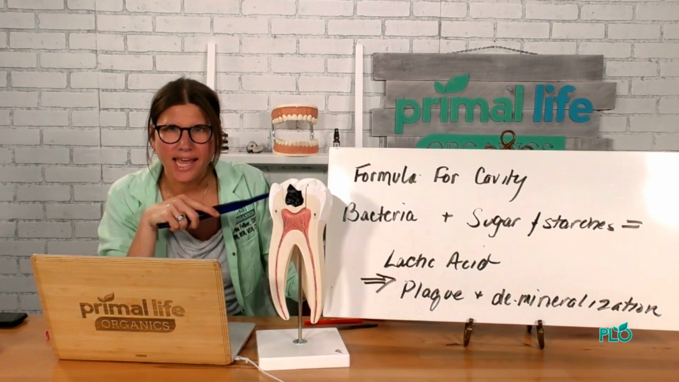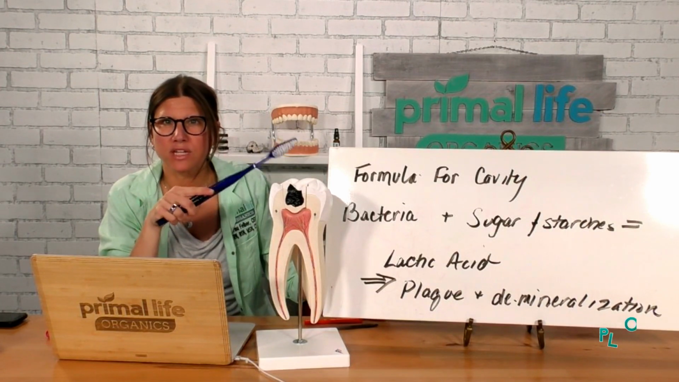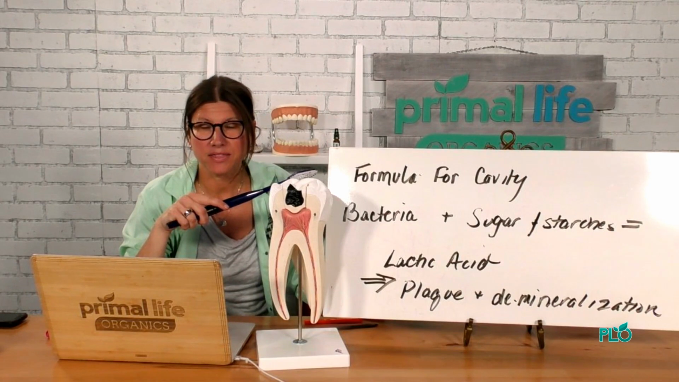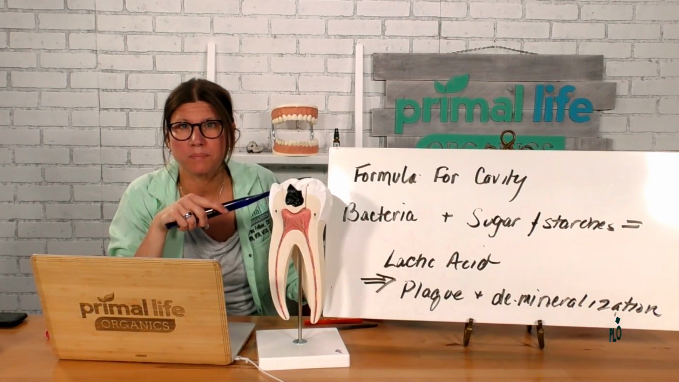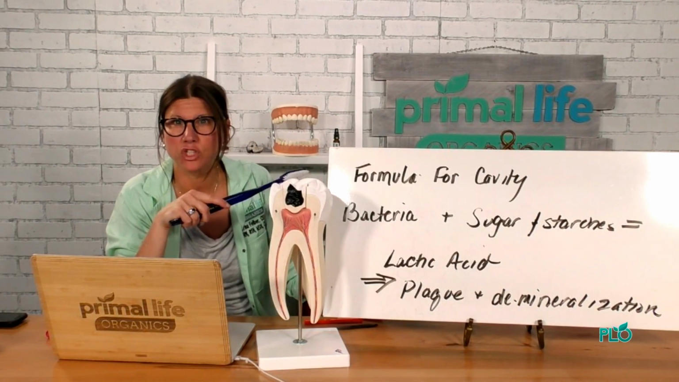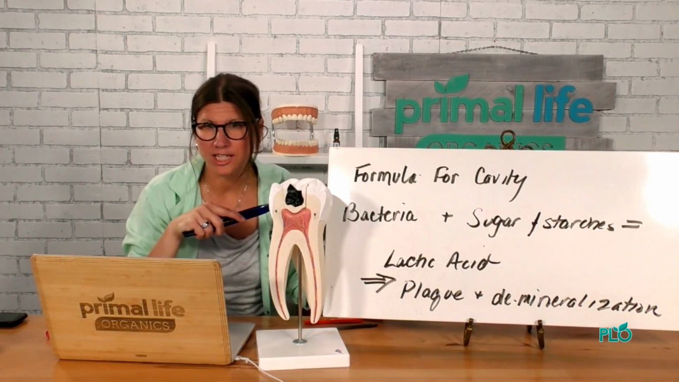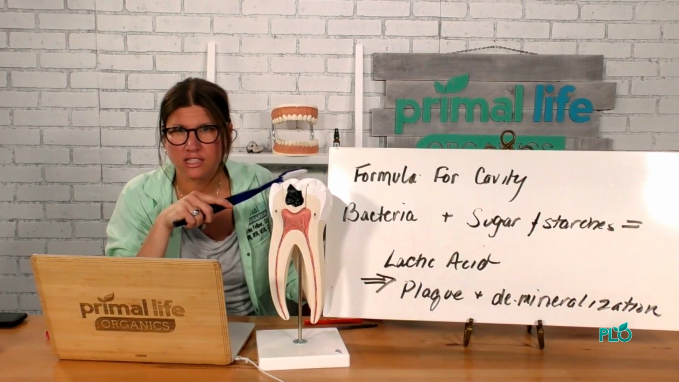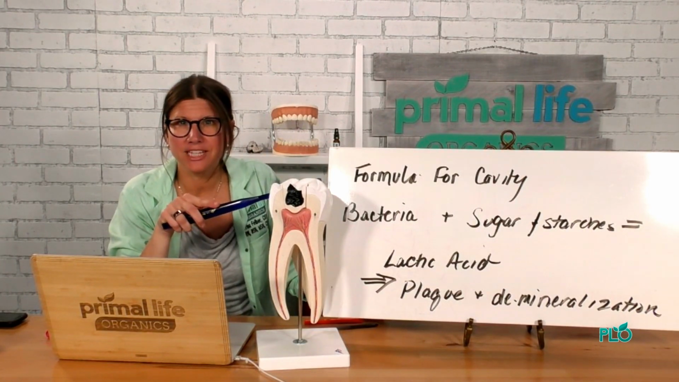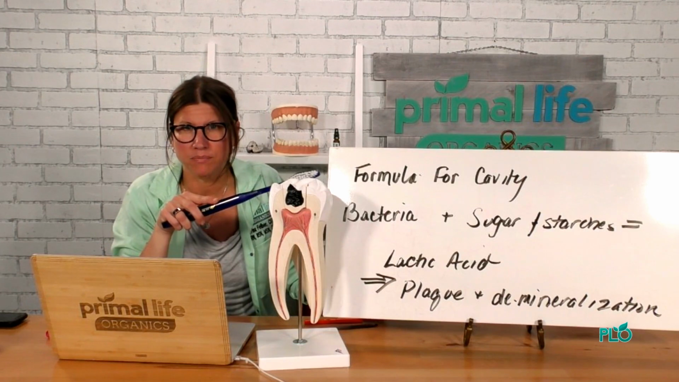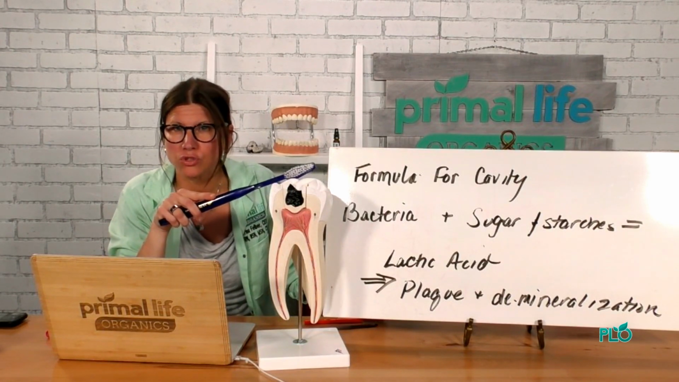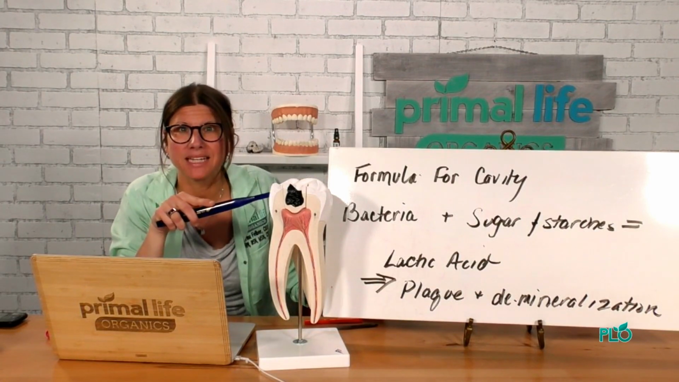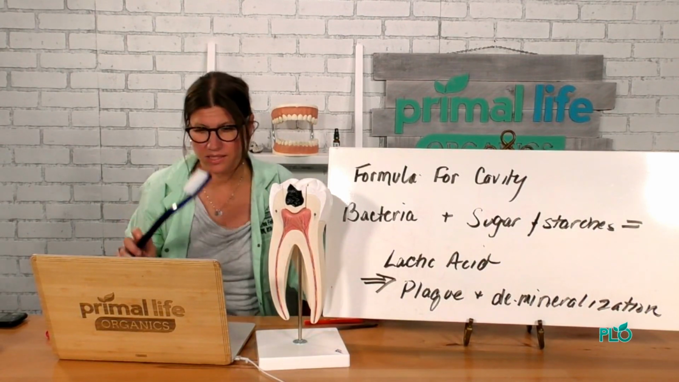By the way, the formula for a cavity is also the same formula for gingivitis, and that can actually lead to periodontitis, which is the disease of your gums. That can affect you internally as well as the bone structure of your jaw. So this formula is the same formula for the breakdown of your gum tissue, which leads to gum disease and internal inflammation. So let's stop it inside your mouth because we don't want it to get inside your body.